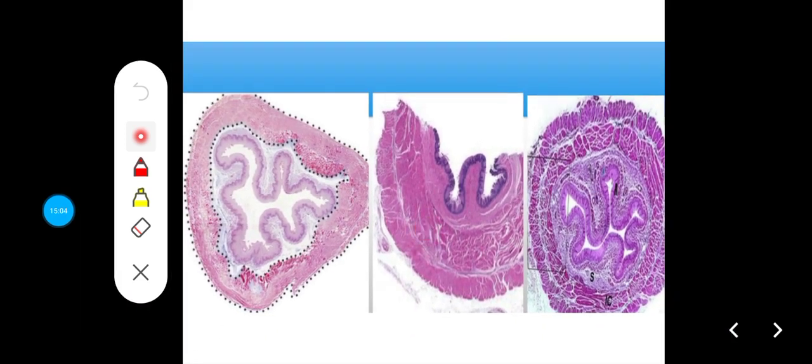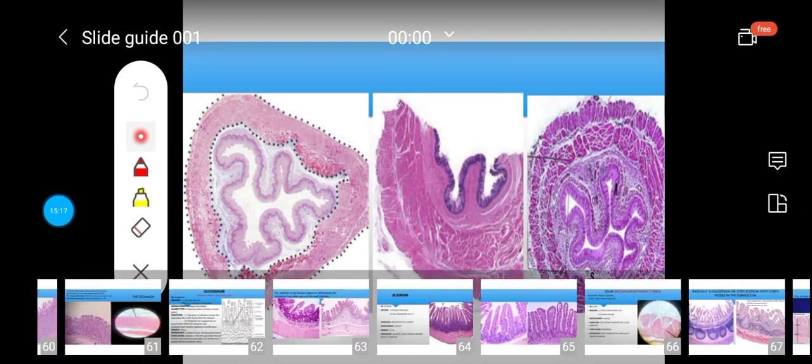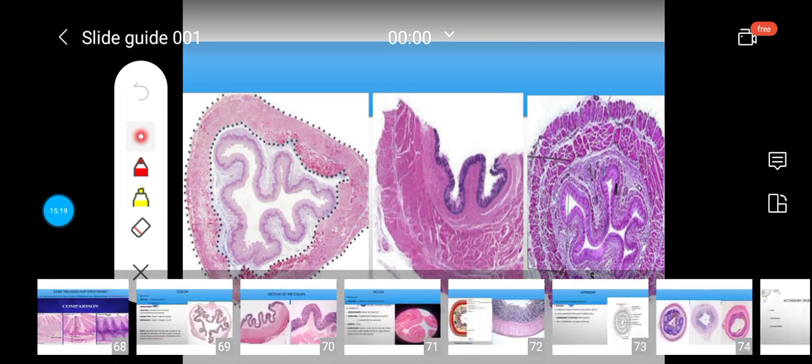Now, sometimes people might mistake the ureters for the slide of the esophagus. They actually kind of look alike on histology images. So let's try and differentiate between them.